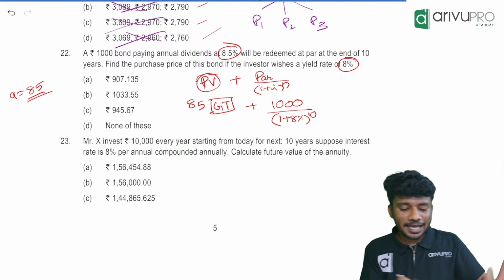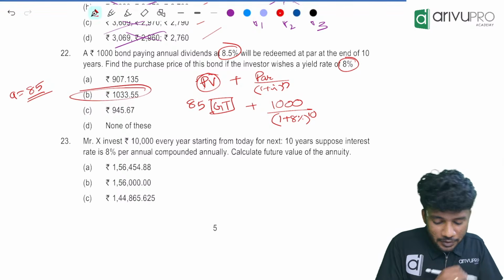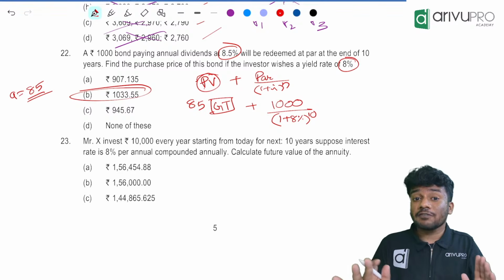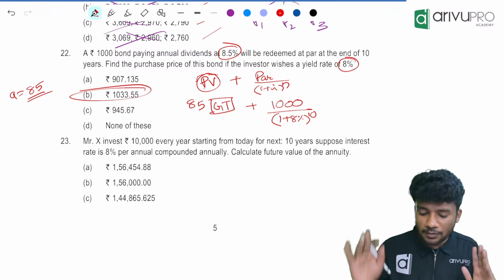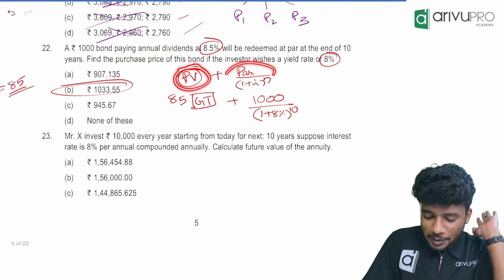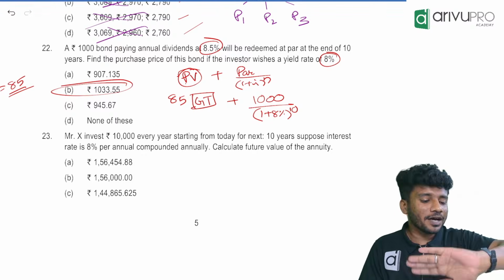You will get the answer of 1033.55 something you are getting. Option A is your answer. I hope that you got it. If you haven't, please watch the video and understand what is bond. Bond is very easy. Keep this in your mind. It's nothing but PV plus par value divided by 1 plus I the whole power n.